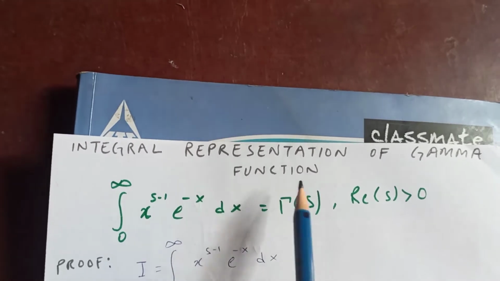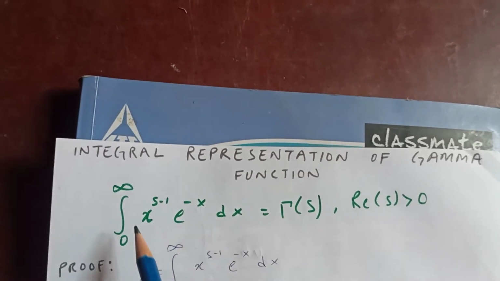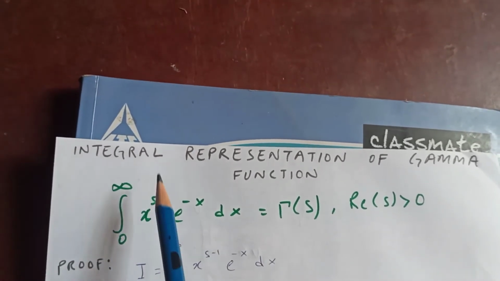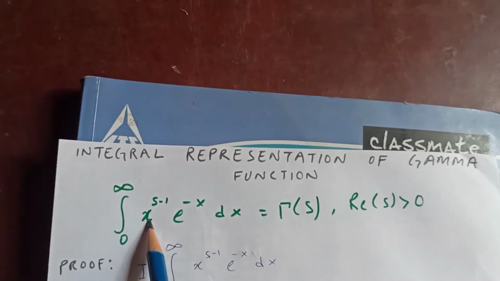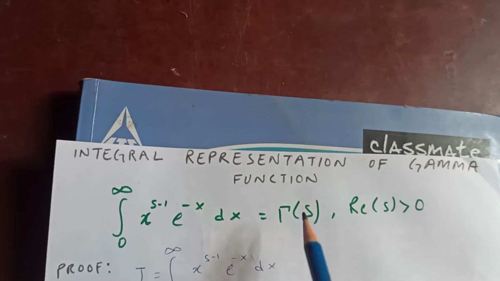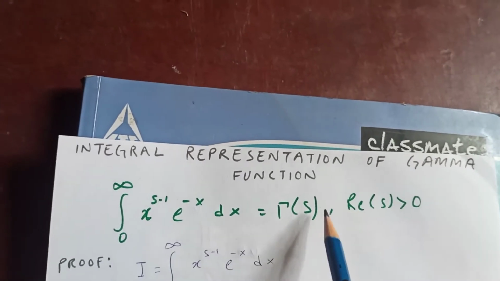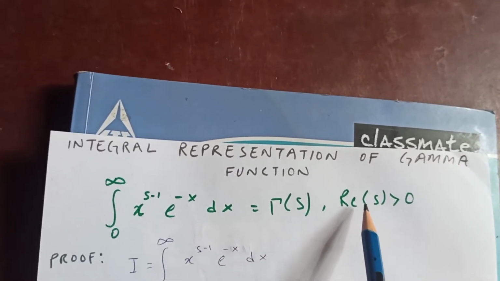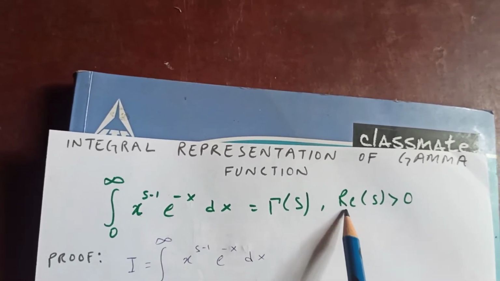Let's prove the integral representation of the gamma function. Then it is the integral from 0 to infinity, which is an improper integral, of x to the s minus 1 e to the negative x dx, which is gamma s. We know that for this gamma, the real part of s is always greater than 0. This also we are going to prove.